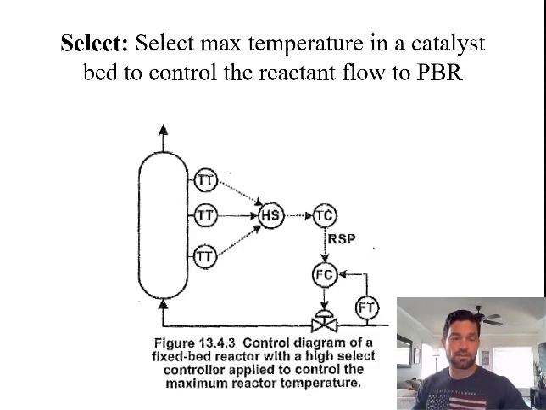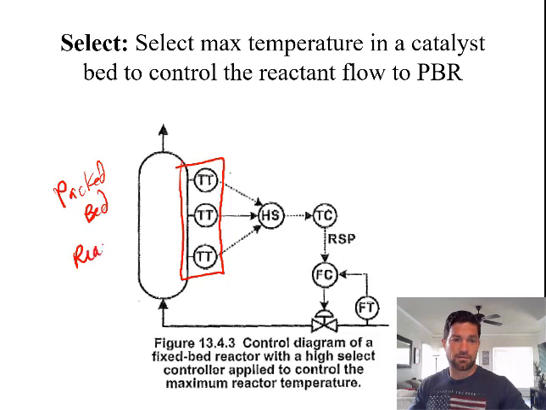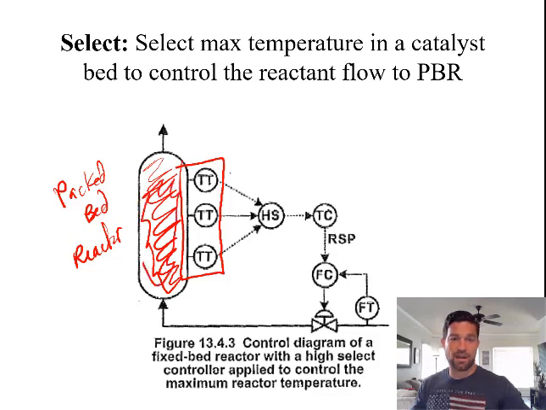All right, so select control can also be used in a variety of different ways. We can have select controllers on a temperature. Here's an example where we have various measurements of a temperature, and this would be a packed bed reactor. A packed bed reactor is like a pipe, and this pipe is full of catalyst. The catalyst can get hot in different areas. So what this will do is measure the temperature of the catalyst in various areas and then use the maximum temperature.